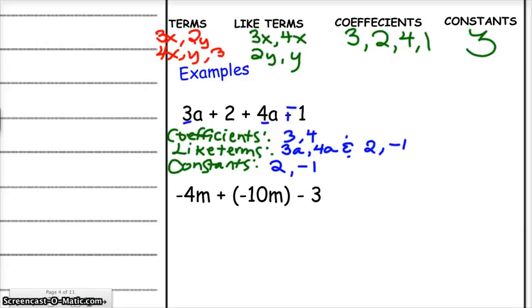You will be counted wrong if you write just 1. So be careful for that. I'm not going to worry about that next example. We'll switch pages.